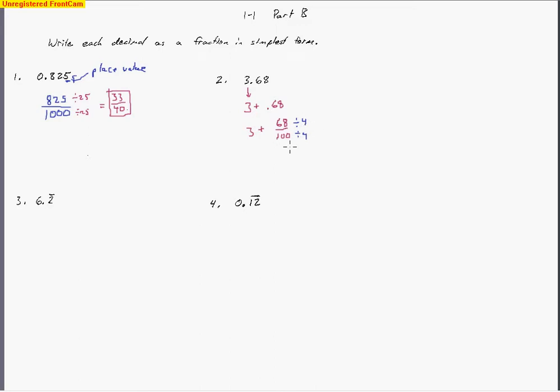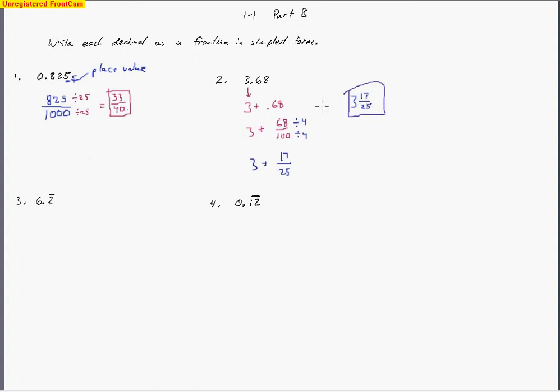So 4 goes into 6 one time with 2 left over. 4 goes into 28 7 times, so it would be 17. And then 4 goes into 100 25 times. And then all I have to do is bring down that 3. So 3 and 17/25. So we can write that as a mixed number like this.